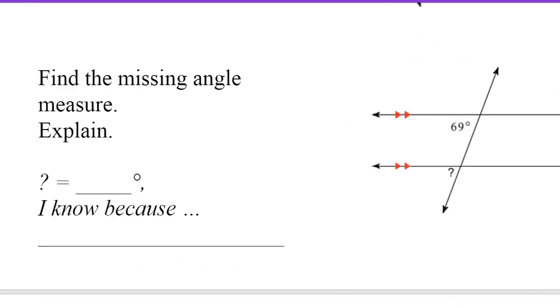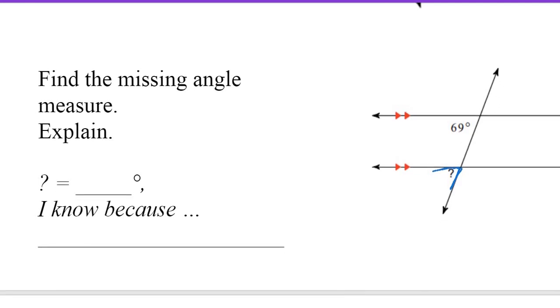Okay, let's find this missing angle measure. Well, this angle corresponds to my question mark. I know because I can slide it down onto it. So these must be congruent, meaning the question mark measures 69 degrees. I know because they are corresponding angles.